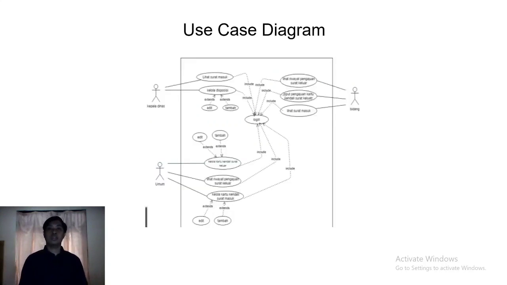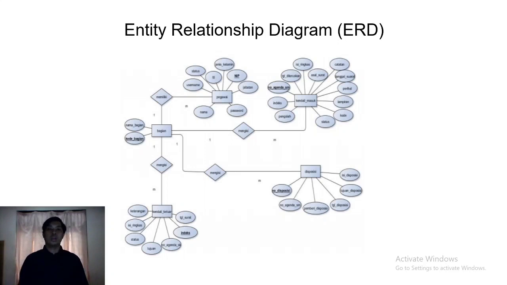Next is use case diagram. As we can see in the picture, there are three users who use the application. There are the public, the leader, and the field. Okay, next is entity relationship diagram or ERD. In the ERD, we have five tables, namely disposition, entry data, exit data, employee, and parts.